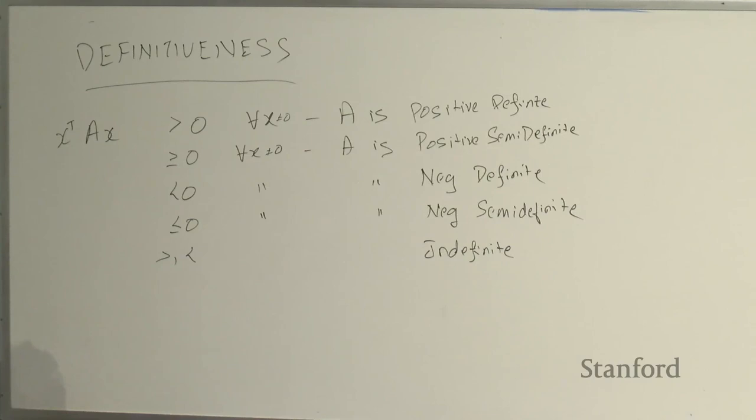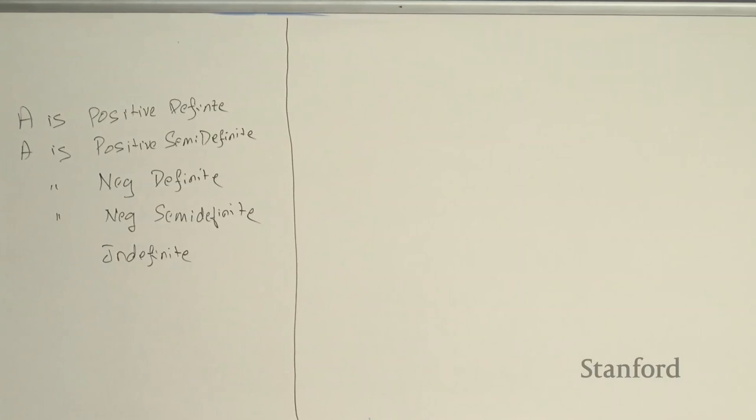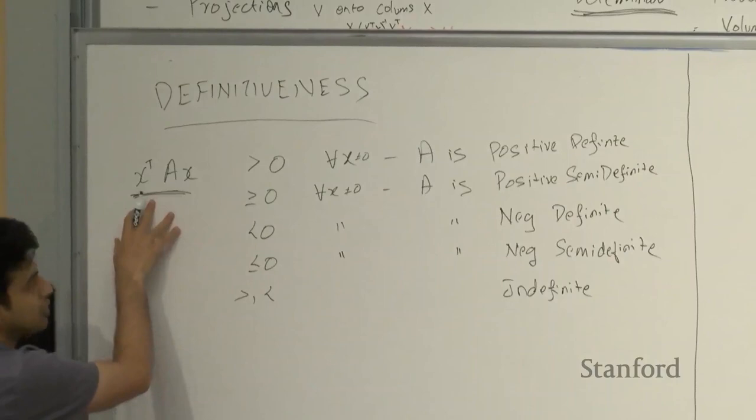Now, let's try to understand this geometrically. What does this actually mean? What's the meaning of X transpose AX? Because we seem to care about its value so much.